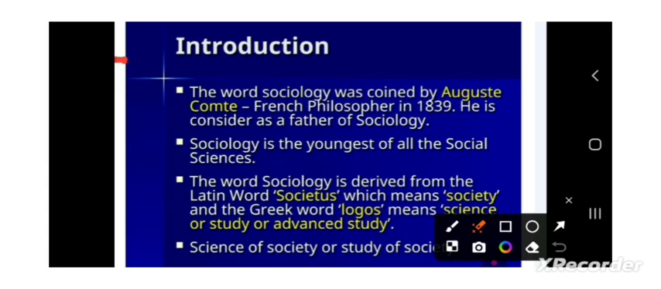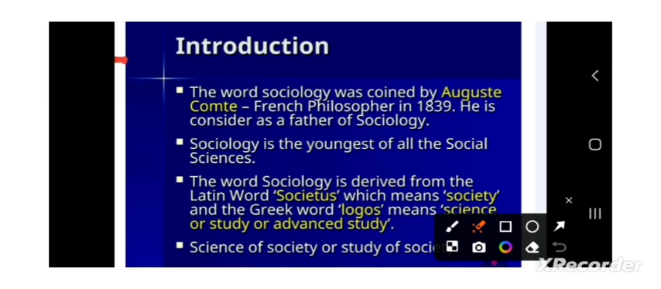Youngest social science. Sociology is referred to as the youngest of all social sciences because it was the last major discipline, emerging after economics, political science, and history, to crystallize and establish itself as a separate systematic field of study, particularly in response to the massive social changes brought about by the French Revolution and the Industrial Revolution.